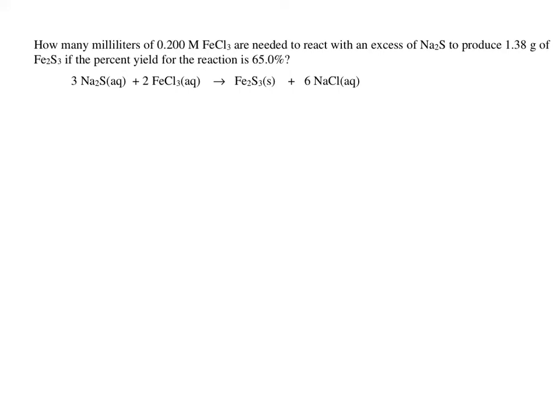Hey, this is a stoichiometry problem involving a percent yield. The percent yield is 65%, so we need to aim for a higher final amount of product than our stoichiometry would directly indicate. All right, so our percent yield is defined as the actual yield divided by the theoretical yield times 100%.